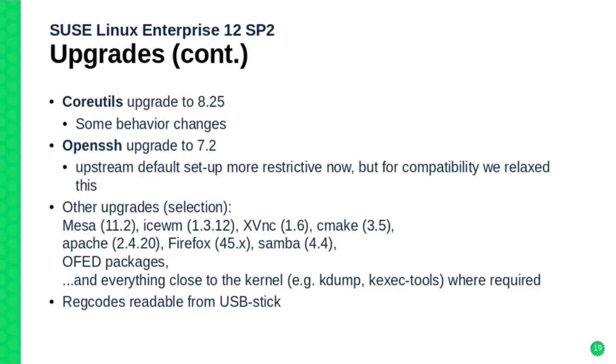Two features I was asked to mention also. They are not upgrades in themselves. You can add your registration codes to a USB stick in a file and simply add that USB stick during installation, and you will not be asked for the registration code, but it will be automatically taken. So if you don't want to type that long registration code, that's something to make life a little bit easier for you.